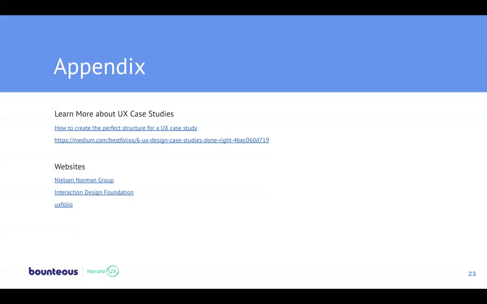Nielsen Normal Group, always the best website to do research. You can blindly trust that website. And Interaction Design Foundation, again, a very useful resource. UX Folios for, I'd say, a hardcore UXer. UX Folio case studies are extremely useful, because they include the right level of detail in the case studies. So UX Folios is a very good resource which you can utilize for building out your case studies.